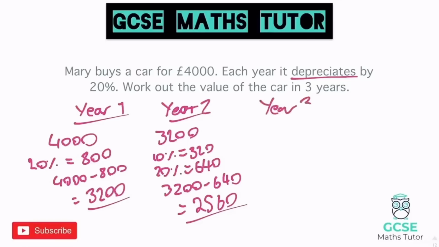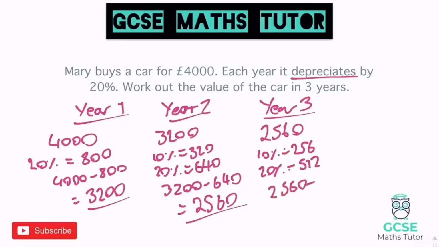So our value is 2,560, 10% of that is 256, so 20% will be 512, and then we can subtract 512. So 2,560 take away 512 leaves us with a final value there of 2,048.